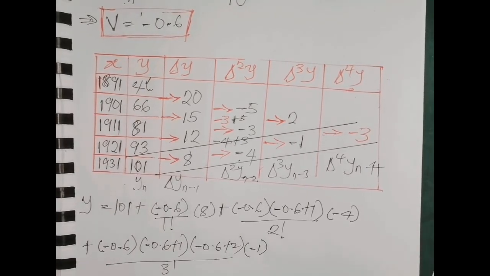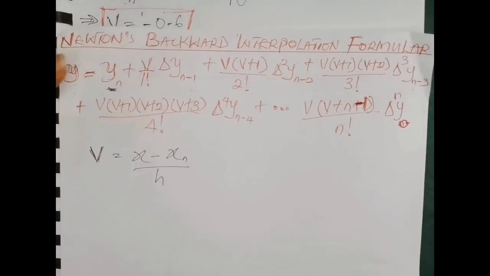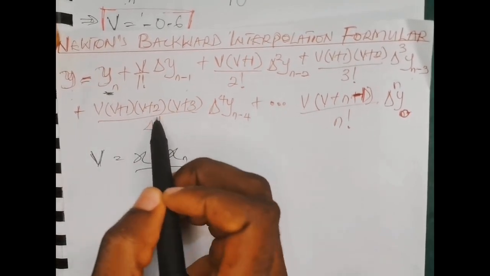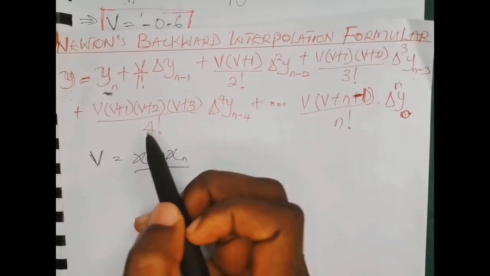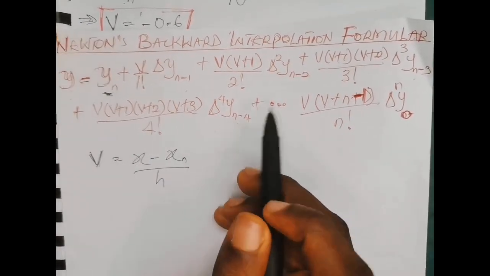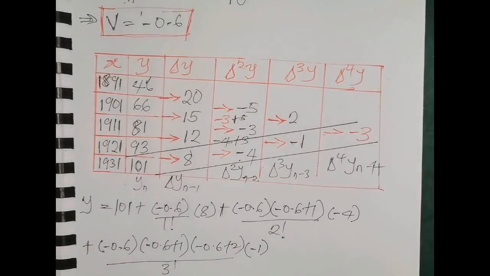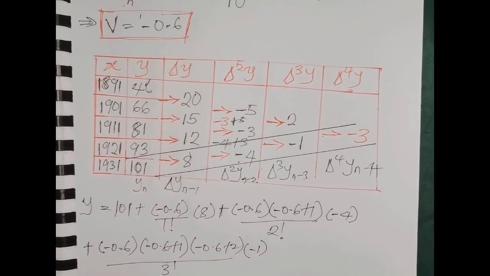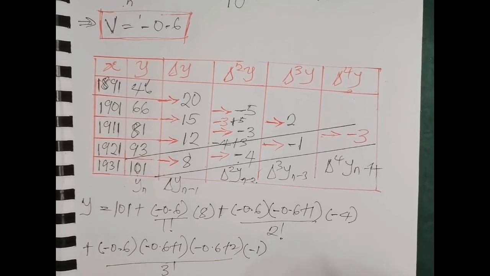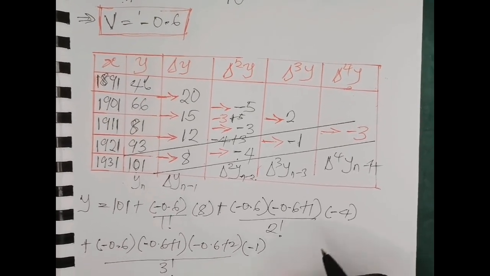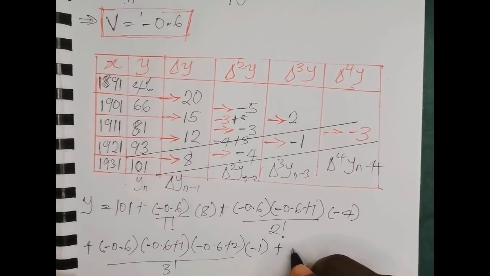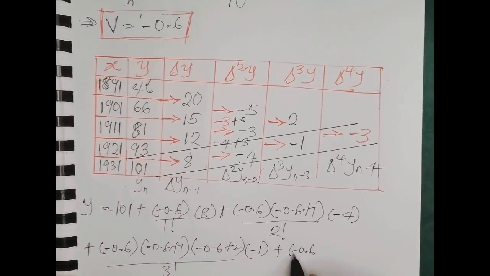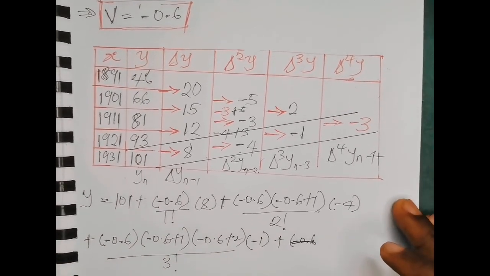And finally, for the fourth difference, you have v multiplied by v plus 1 multiplied by v plus 2 multiplied by v plus 3, over 4 factorial multiplied by delta fourth yn minus 4. Basically the same thing, just repeating the formula and adjusting for the power of the difference. So now we have plus v itself, which is negative 0.6. I think I can pull this down. Let's pull this down, please.